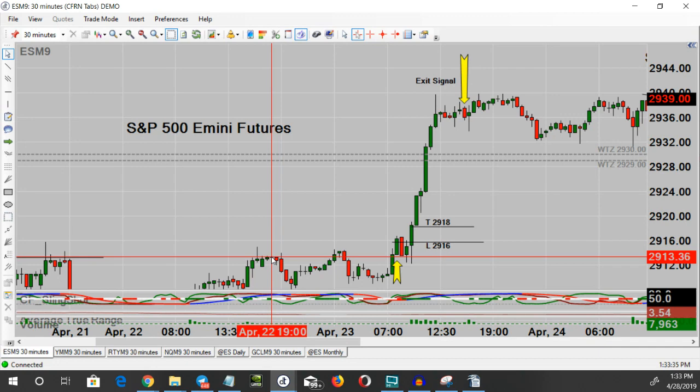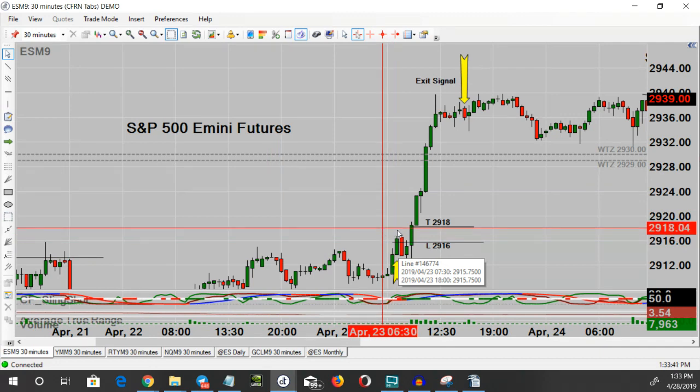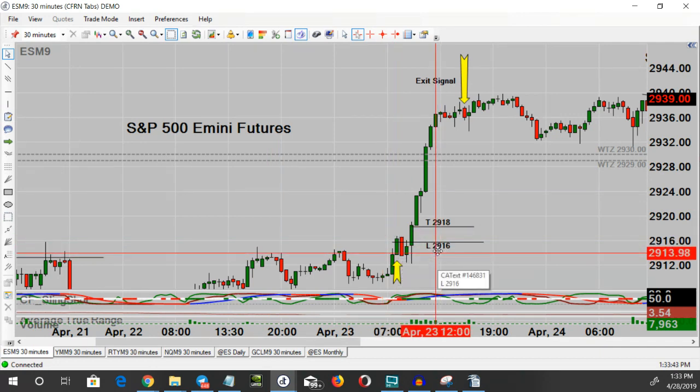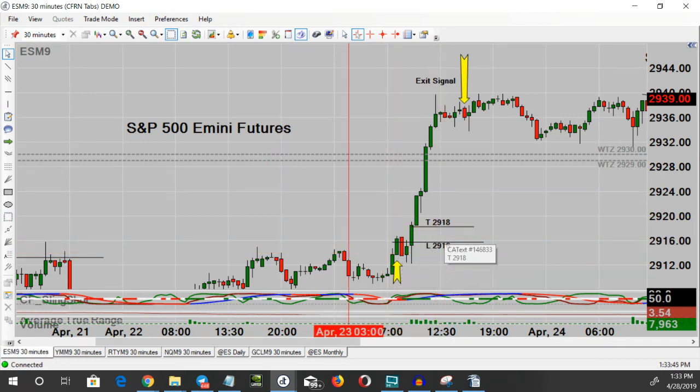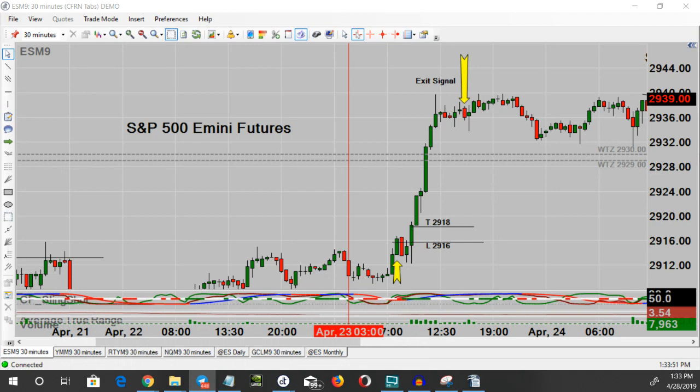Okay? All right. So when does this thing actually end up triggering? That's a term you'll hear. Trigger. See, 29.16 is the trigger. 29.18 is the target. This is the alert. Now, targets are awesome. You know your destination.